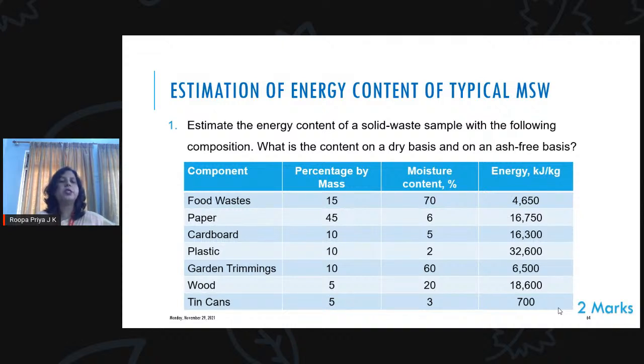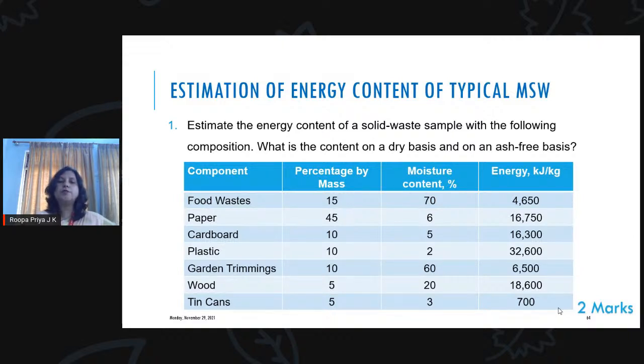We again have the components of solid waste, which could be the food waste, paper, cardboard, plastic, garden trimming, wood, and tin can. The percentage by mass is also given in column 2. Here you can observe the percentage by mass for food waste is 15, for paper it is 45, for cardboard it is 10, plastic it is 10, garden trimming it is 10, for wood it is 5, and for tin cans it is 5 again.